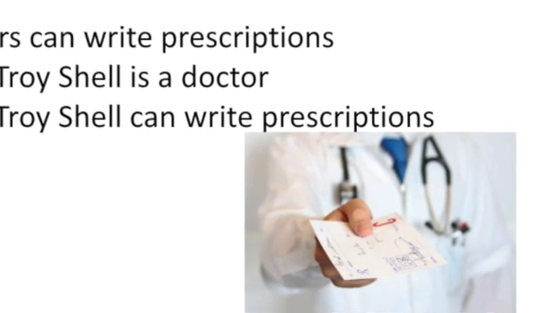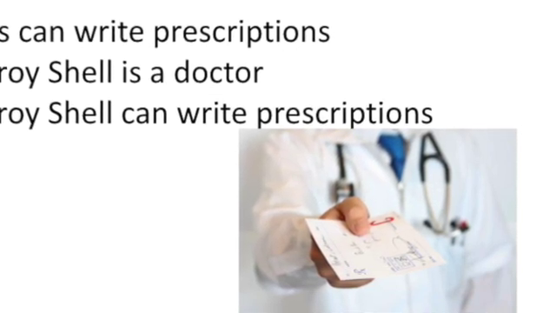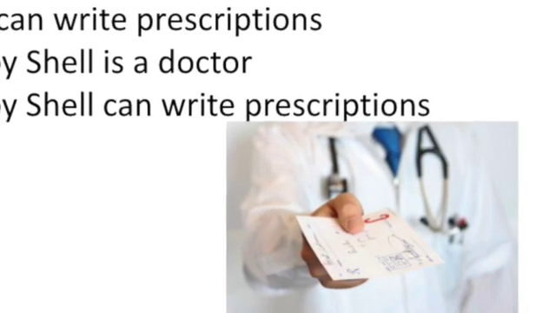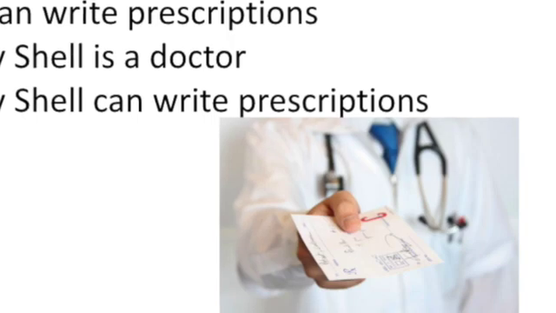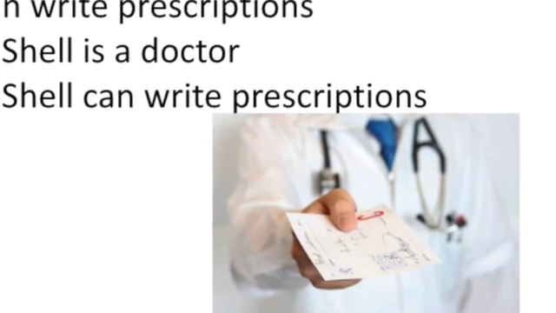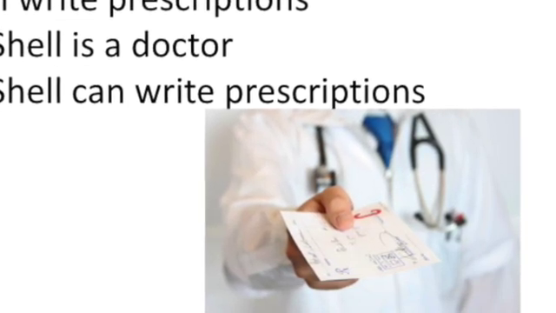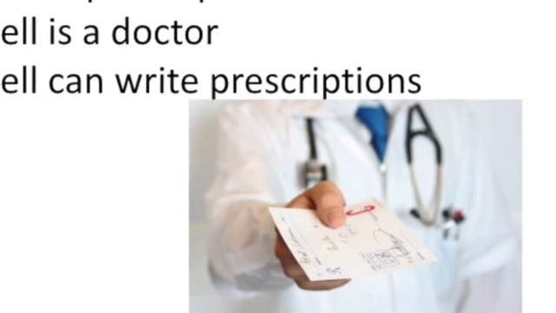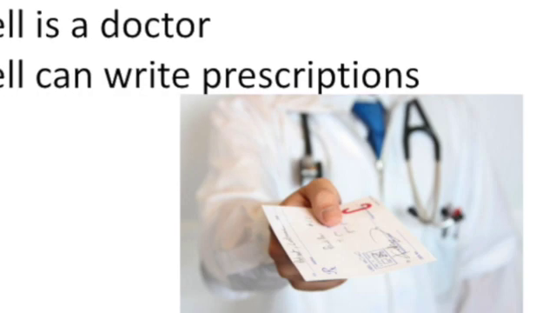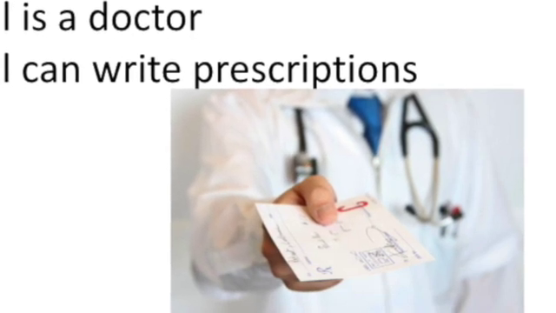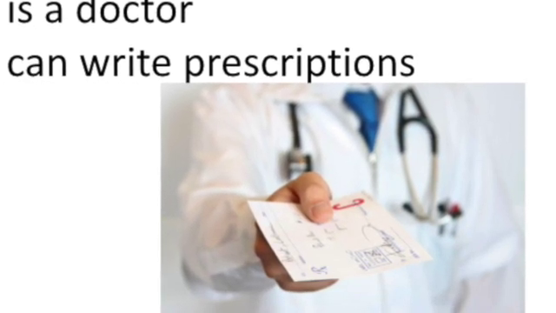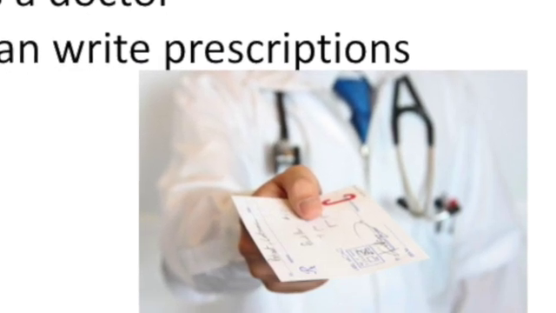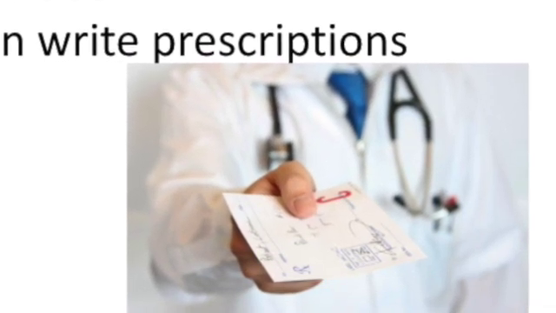Now, that is false. Now, the form is right. Doctors can write prescriptions. Michael Troy-Shell is a doctor. Therefore, Michael Troy-Shell can write prescriptions. That is the correct form. It is a valid form, but it is unsound because of the first premise, that all doctors can write prescriptions. Medical doctors, yes. But you can be a doctor, in my case, of philosophy, and you cannot write a prescription.